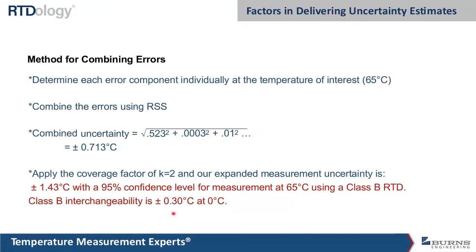So, I just throw this out there to show that if we look at using just the interchangeability number and say, okay, I can stick that probe in my process, and it's plus or minus 0.3 degrees C. Well, that is way far away from what reality is. We really need to go through, look at all these different error sources, put them together and do this kind of an exercise to get a good expanded measurement uncertainty number.